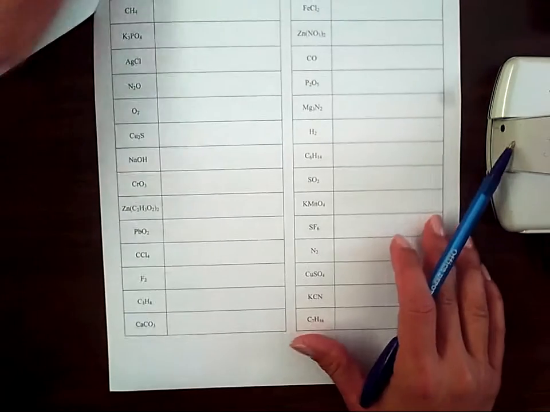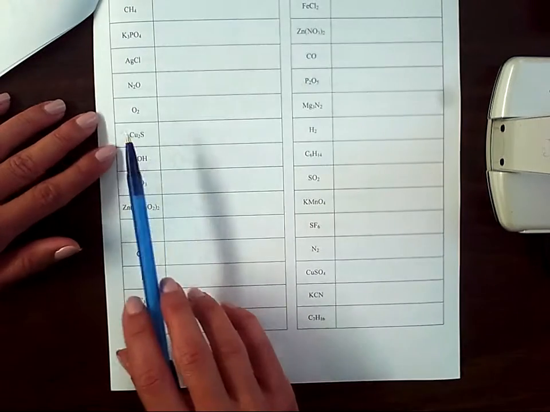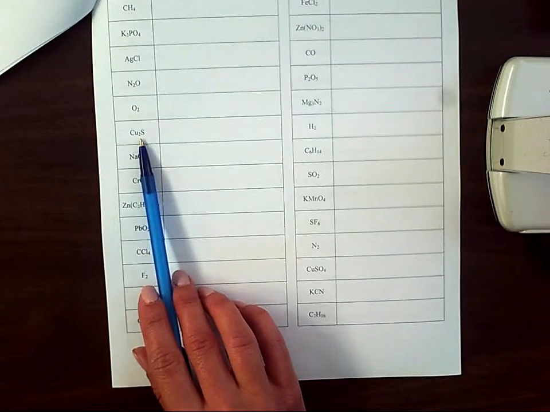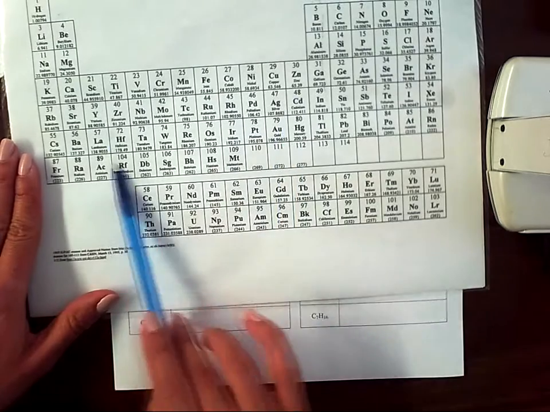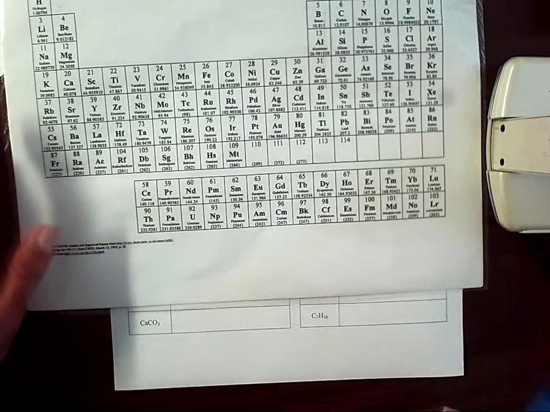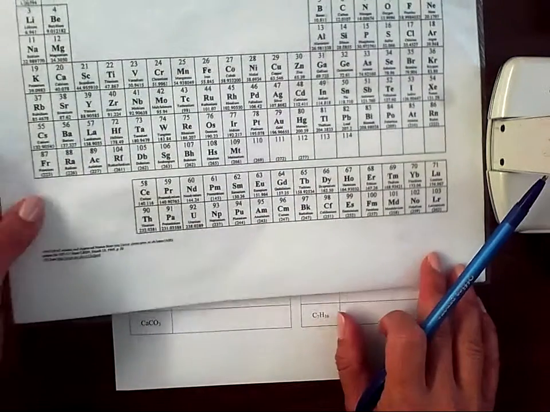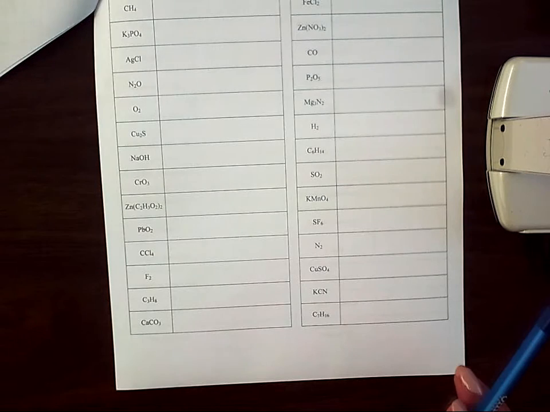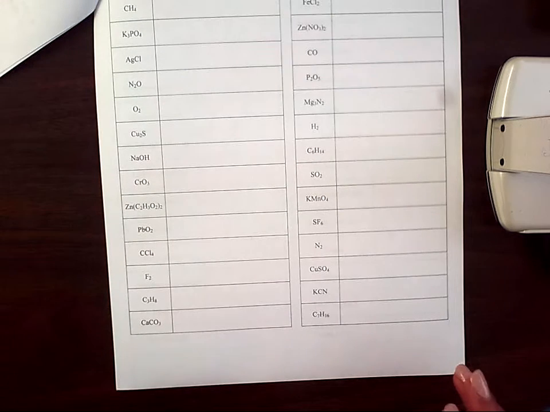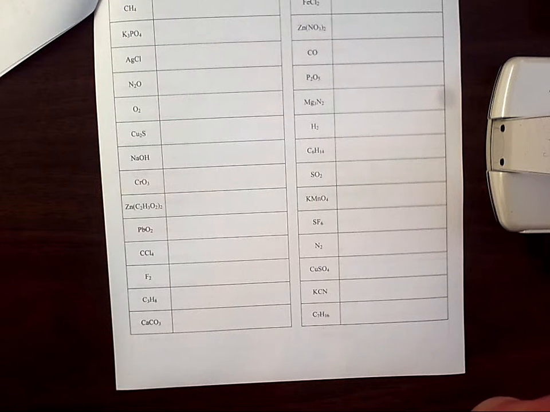The ones that became tricky are the ones that are transition metals. If you remember, the transition metals are the ones at the center of the periodic table, and their oxidation numbers change, they transition, and therefore they can be many different oxidation numbers depending on what they're bonding with.